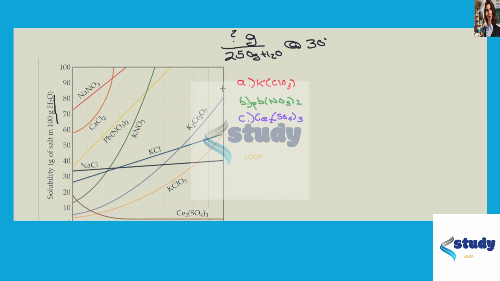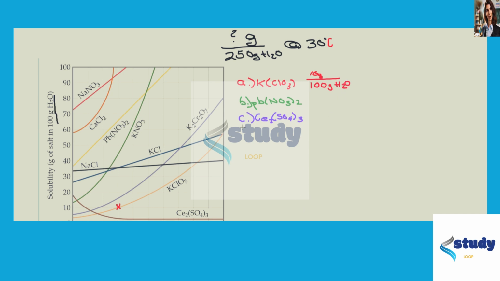All right, so let's go back to this graph here. We have potassium chlorate. Let's see where that is. Right here, we have potassium chlorate, and we needed it at 30 degrees Celsius. So let's find 30 degrees Celsius and potassium chlorate right here. We find that we have 10 grams of this salt for every 100 grams of water in a saturated solution.